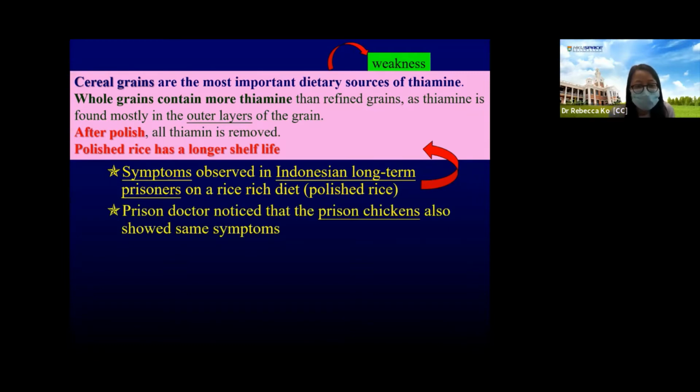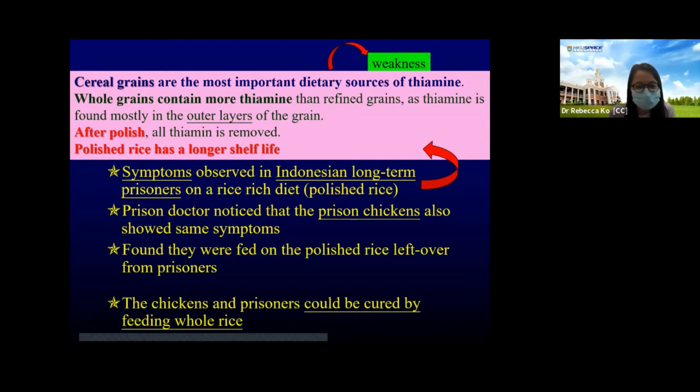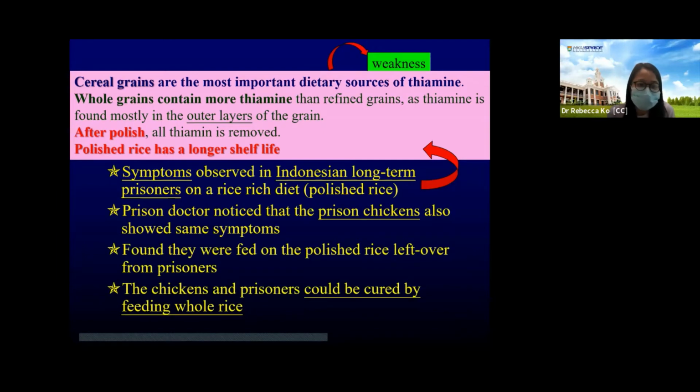At that time, the doctor noticed that even the prison chickens had the same symptoms. Why? Because those chickens were fed the polished rice left over from the prisoners. So that means the chickens ate the rice as well, and the same symptoms were found in the chickens and also the prisoners. How could we cure them? If we feed them whole rice, they could be cured.